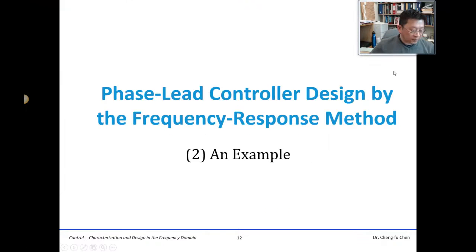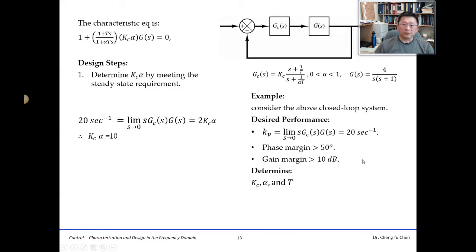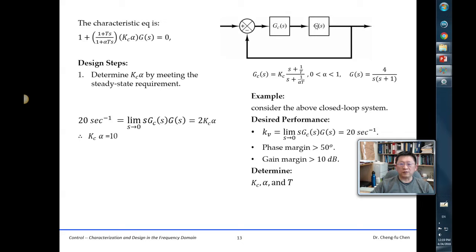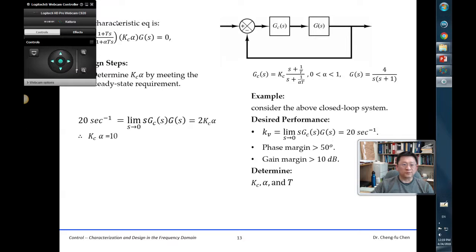Hello, everyone. Let's now turn to the second section, in which I'm going to use one example to demonstrate the steps for the phase lead controller design. Let's take a look at this example here. For the open loop system given here, our goal is to design the phase lead controller to meet three performance indexes.